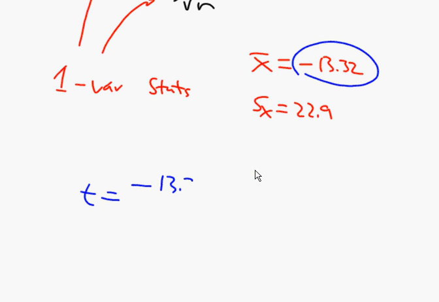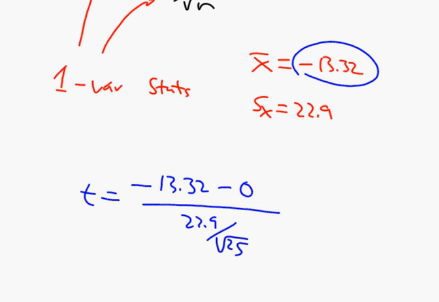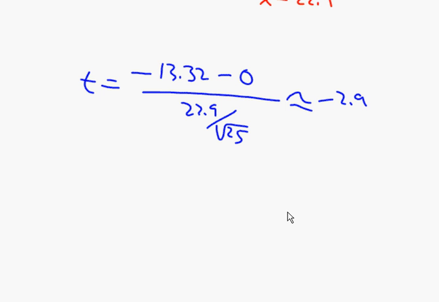T equals negative 13.32 minus 0 over 22.9 over the square root of 25 in our case. Okay? All right, so this is about negative 2.9. So that's a lot of standard deviations away. Now we need to figure out what that means.